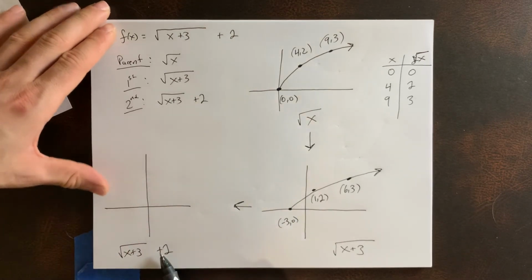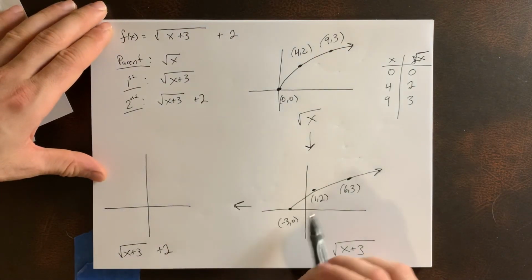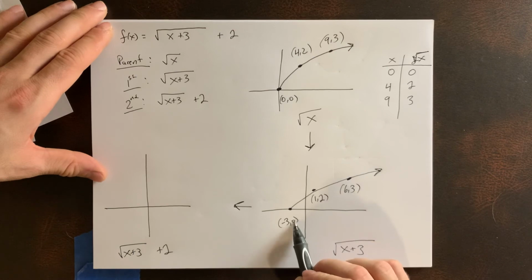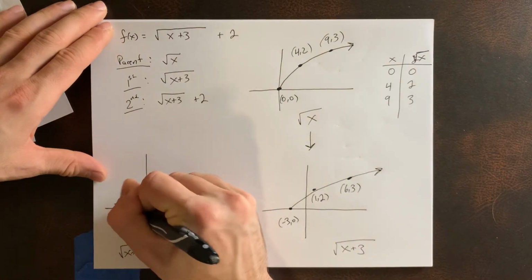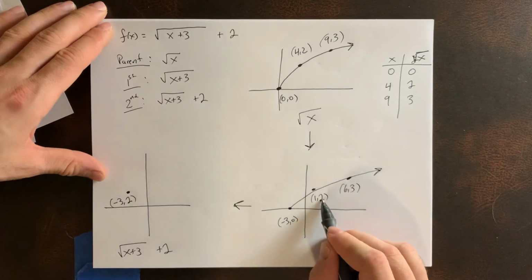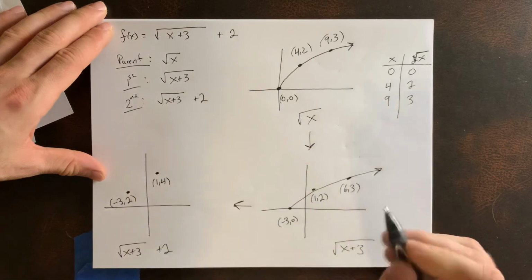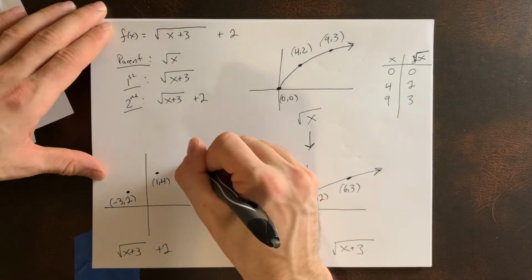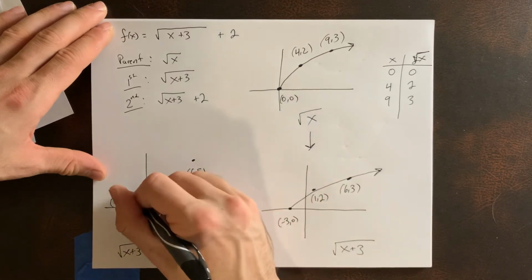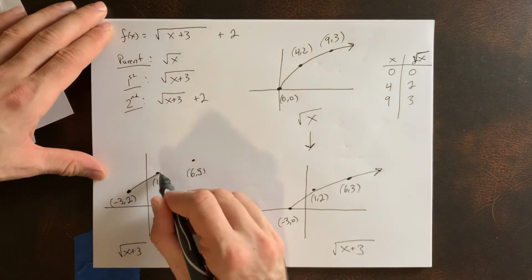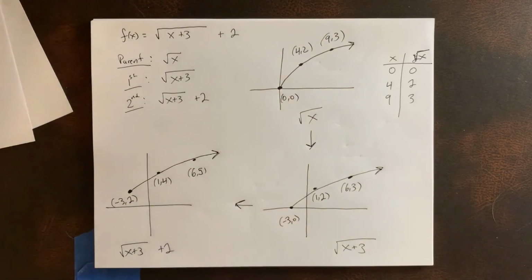Okay, so now we're adding 2 on the outside. Adding 2 means everything moves upward. So we're taking 2 and adding it all to the y values. So add 2 to this 0 becomes positive 2. So minus 3, 2. Add 2 to this, it's going to become 4. So 1, 4. Add 2 to this and you get 5. So 6, 5. Okay, and so then this would be the final graph for this problem.